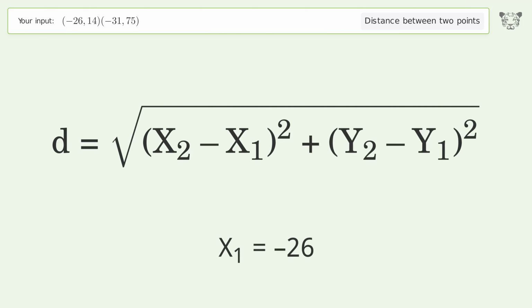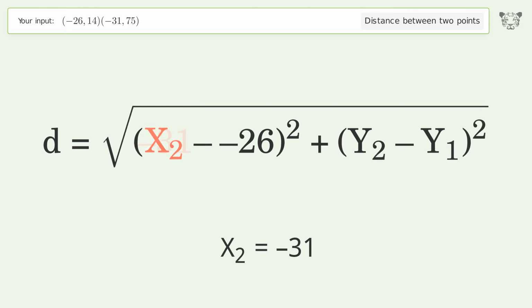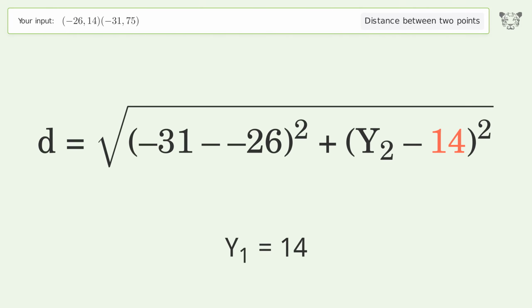x1 equals -26. x2 equals -31. y1 equals 14. y2 equals 75.